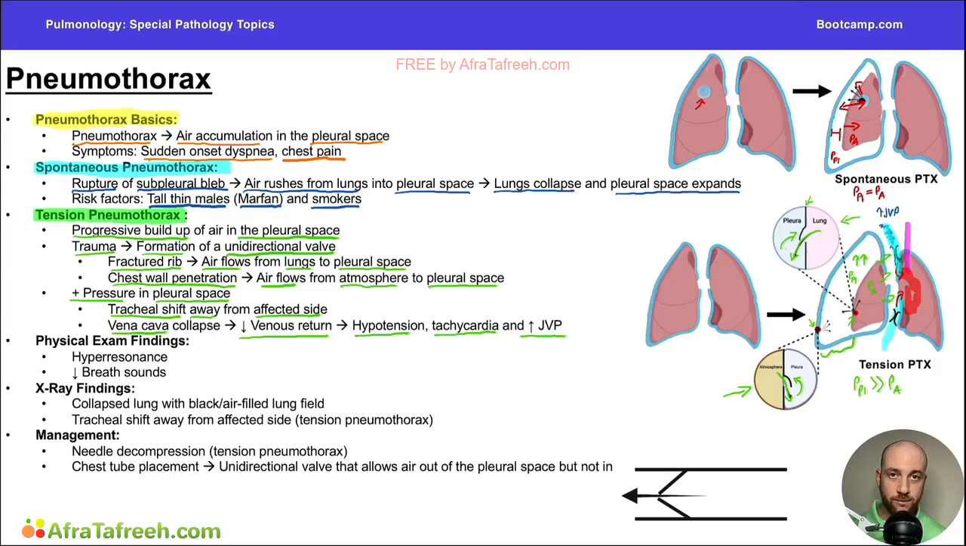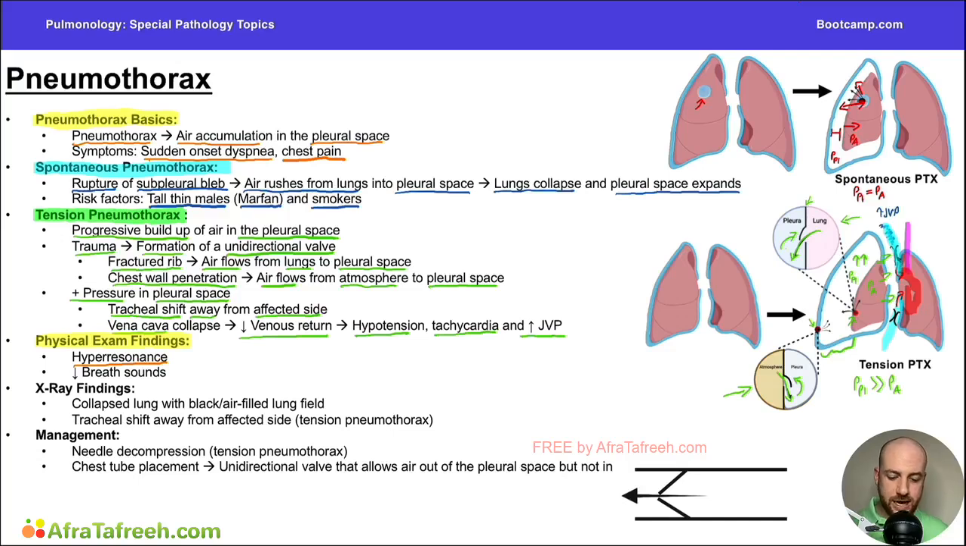Okay, so now let's mention a couple classic physical exam findings that occur with both the spontaneous and the tension pneumothorax. So like we mentioned in the lung physical exam video, when you have a lot of air in the lungs, this is going to show up as hyperresonance to percussion when you tap on the lungs. And we said this is classically seen in things like air trapping conditions like COPD. And we can also see it in pneumothorax. And here, we don't actually have a lot of air in the lung tissue, but we do have a lot of air occupying that side of the thorax.